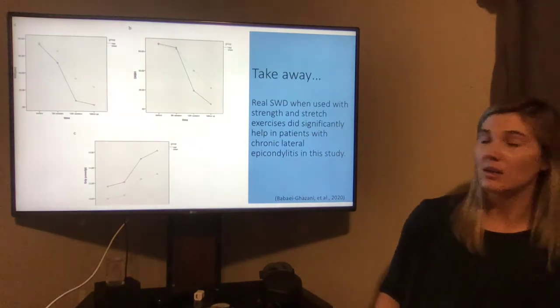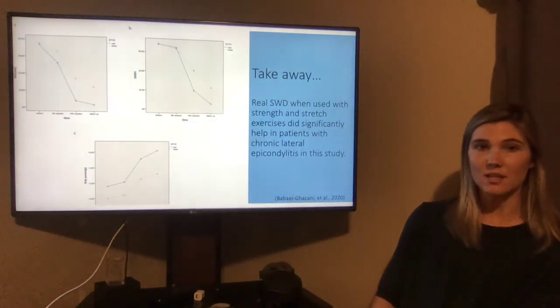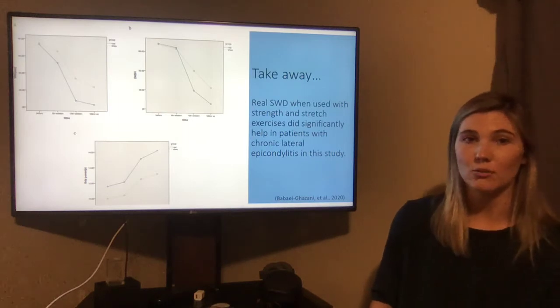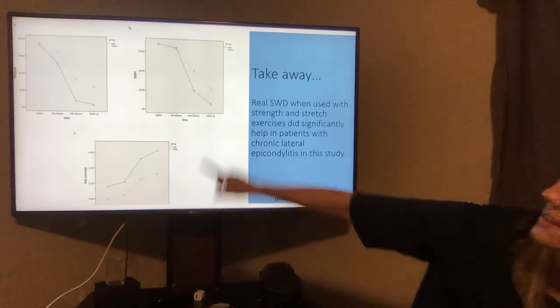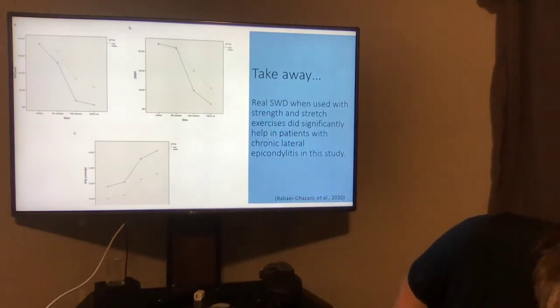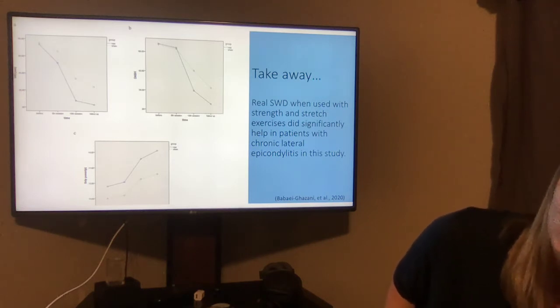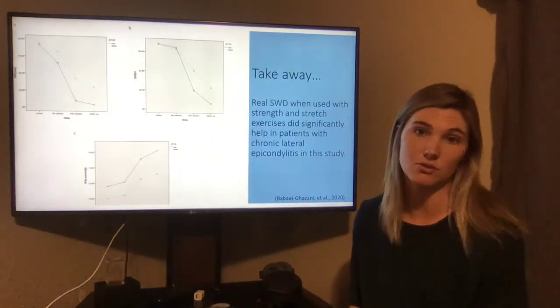The one over there, that one is the VAS, so that's for pain. You can see that the darker line is the real treatment. It went down more than the sham treatment. And then you can see on this side the DASH, so that's talking about their impairment and their ability to function. Their impairment was going down, so they were able to do more things if they were receiving the real diathermy, along with the strength and stretch.